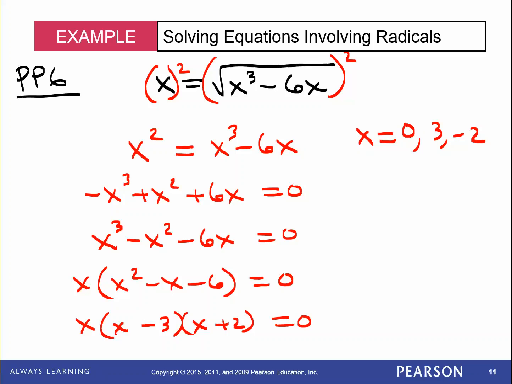Because what do we have to do now? We got to check each and every single one of them to make sure it makes sense. So got to check. Check x equals 0. Plug it into the original problem, and the question is, is this a true or false statement? Yeah, that's true, right? 0 subtract 0, square root of 0 is still 0, so 0 works. That's cool.